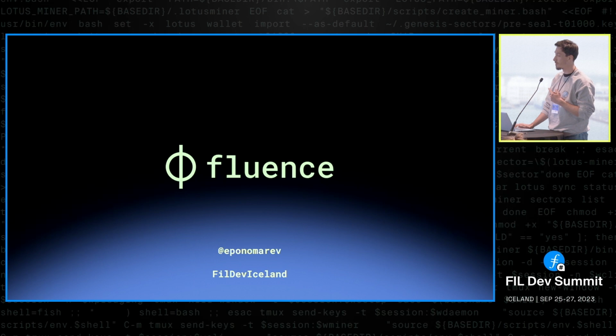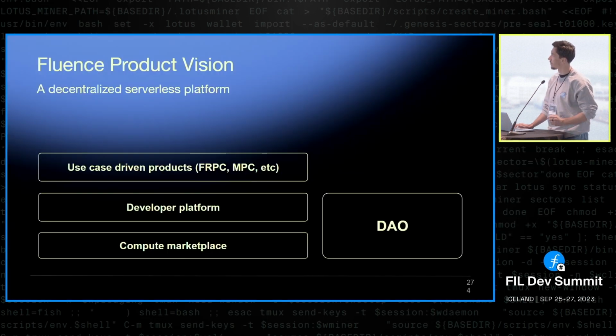I'm going to talk about Fluence, and the concepts and details here overlap a lot with some of the other projects that were presented today, and also are a little bit related to IPC and FVM. Maybe not a little bit.